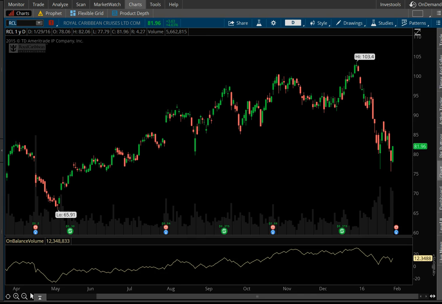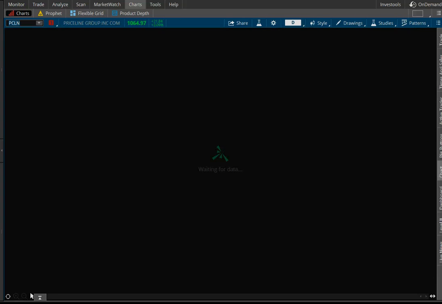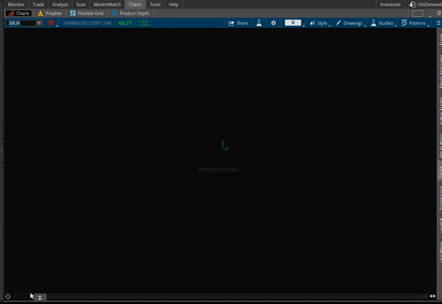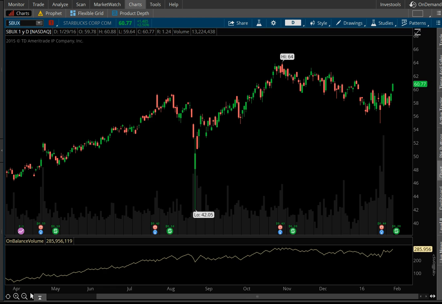As we go forward, let's look at Priceline. Looking at Priceline, you can see that we've had a lot of chop. You could arguably say it's been in an uptrend, but it's been a very rocky road and a very choppy stock to trade. And recently, since November, it has been in a clear downtrend.